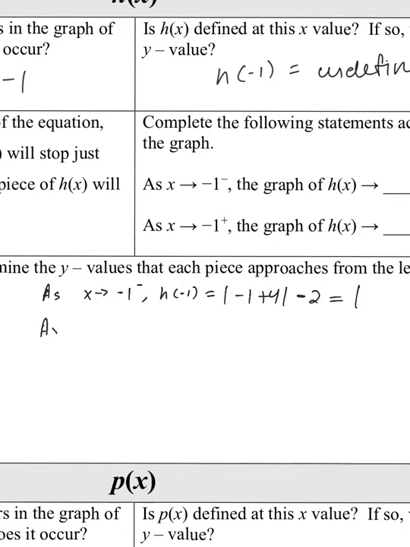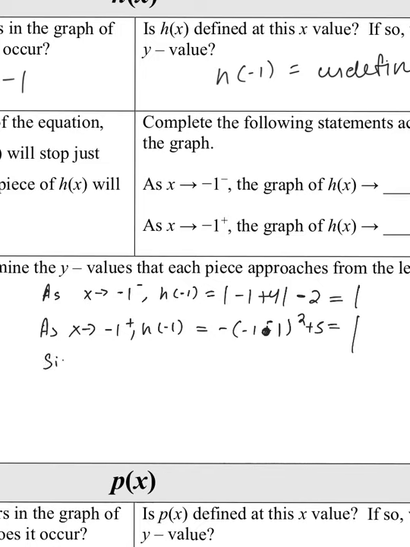3 minus 2 is 1. And as x approaches -1 from the right, h of -1 is equal to -1 plus -1 minus 1 squared plus 5. -1 minus 1 is -2. -2 squared is 4. -4 plus 5 is 1. Okay?